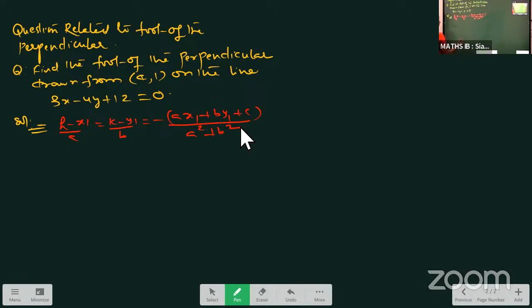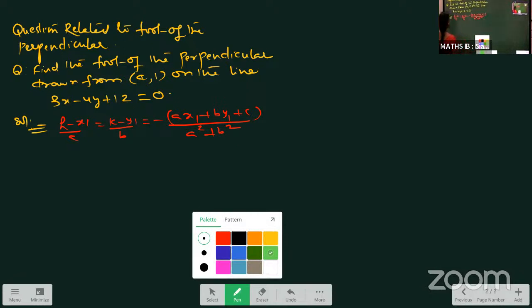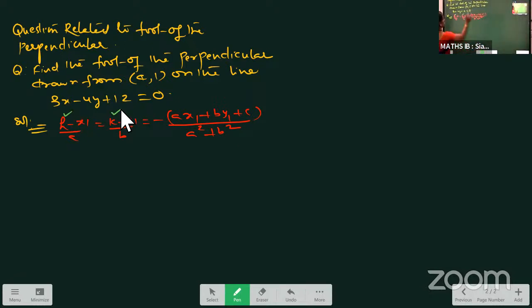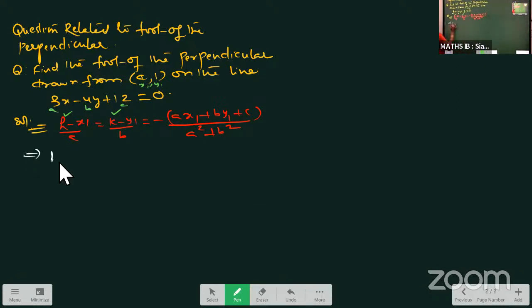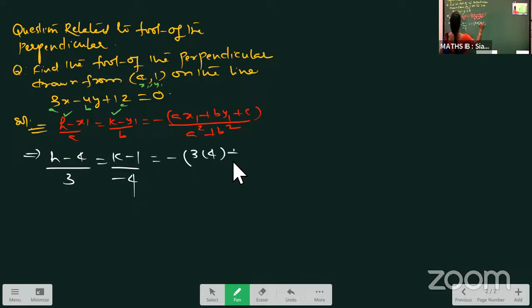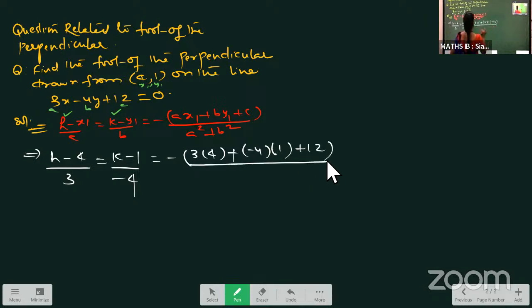So what we have to find out? The h and k values are to be found out. What values are given to you? This is your x1, y1. This is your a, b, c. So substitute here. (h minus 4) by 3 is equal to (k minus 1) by minus 4 is equal to minus of (3 into 4 plus minus 4 into y1, that is 1, plus c, that is plus 12) by (a square plus b square, that is here 3 square plus minus 4 square).